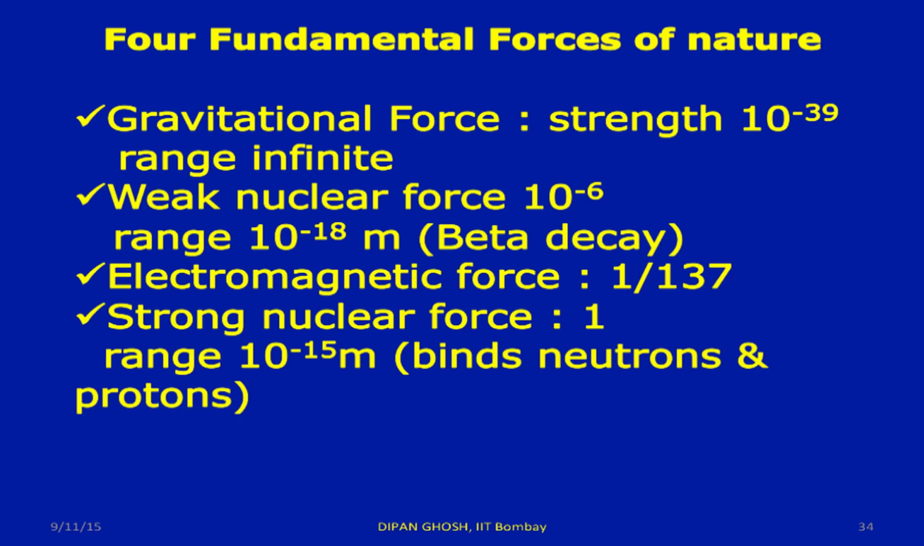The other forces that we know: there are four types of forces in nature, just four forces which can explain everything. The weakest is the gravitational force. Its typical strength, if you take strong nuclear force to be 1, is 10 to the power minus 38 or minus 39. It has an infinite range because gravitational force doesn't become zero. The next in line is the weak nuclear force, which has a range of about 10 to the power minus 18 meters. Its strength is 10 to the power minus 6 compared to the strong force, and it is responsible for things like beta decay.